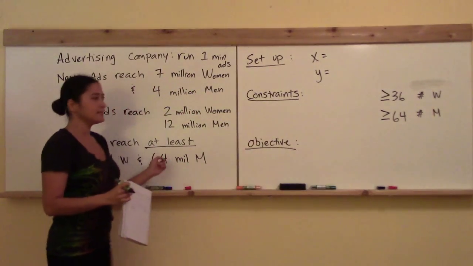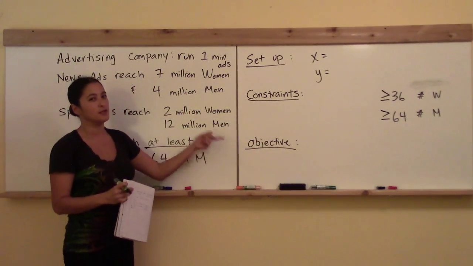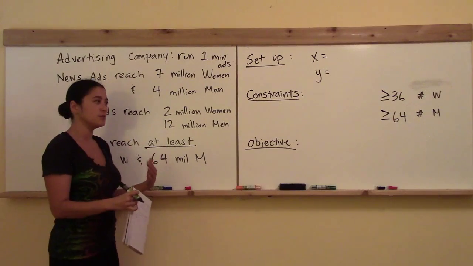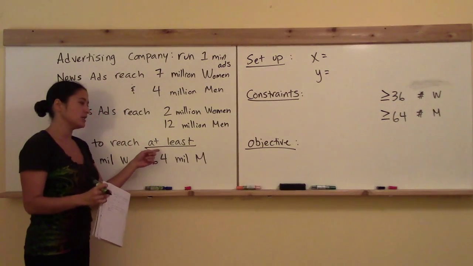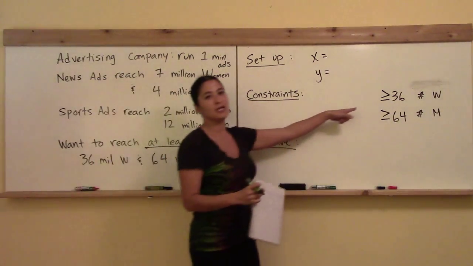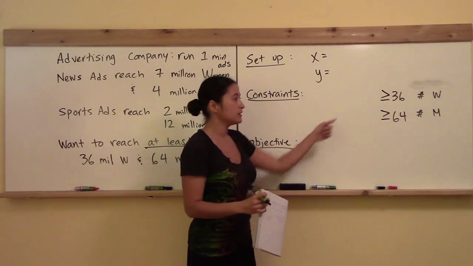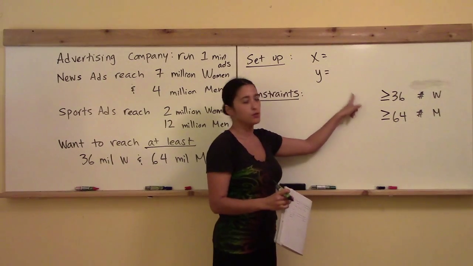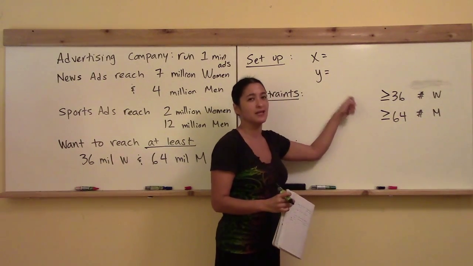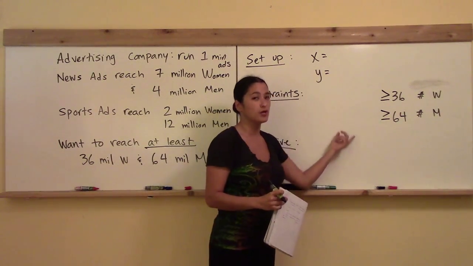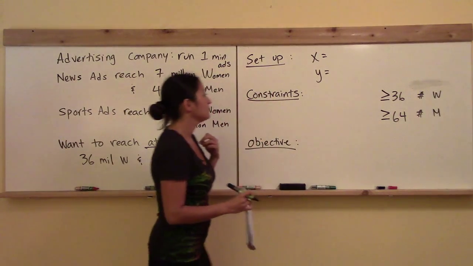When I say at least, now I put a greater than. So that might seem a little bit opposite to you, but it actually does make sense, because when I say at least 36, I mean that 37 would be okay, and 38 and 39 would be okay, but like 20 would not be okay. So that's why it says greater than, because it has to be at least 36, so it has to be greater than or equal to 36.